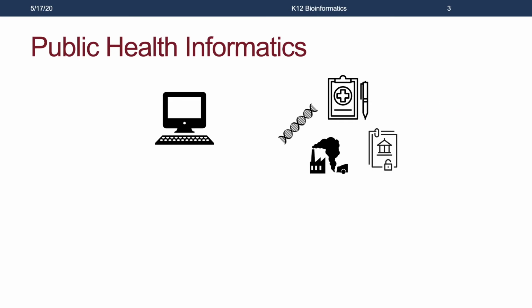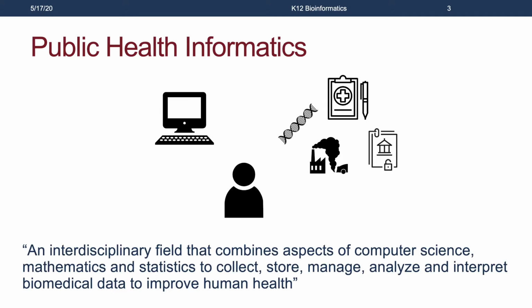Further, public health informatics doesn't just involve a person using a computer as a passive device to collect or visualize data, but rather, computers are tools for the use of mathematical, statistical, and computational algorithms to help us gain useful insights and organize and visualize potentially multiple sources of data. Considering all of these issues, the definition of public health informatics that we have settled on for this project is that public health informatics is an interdisciplinary field that combines aspects of computer science, mathematics, and statistics to collect, store, manage, analyze, and interpret biomedical data to improve human health.